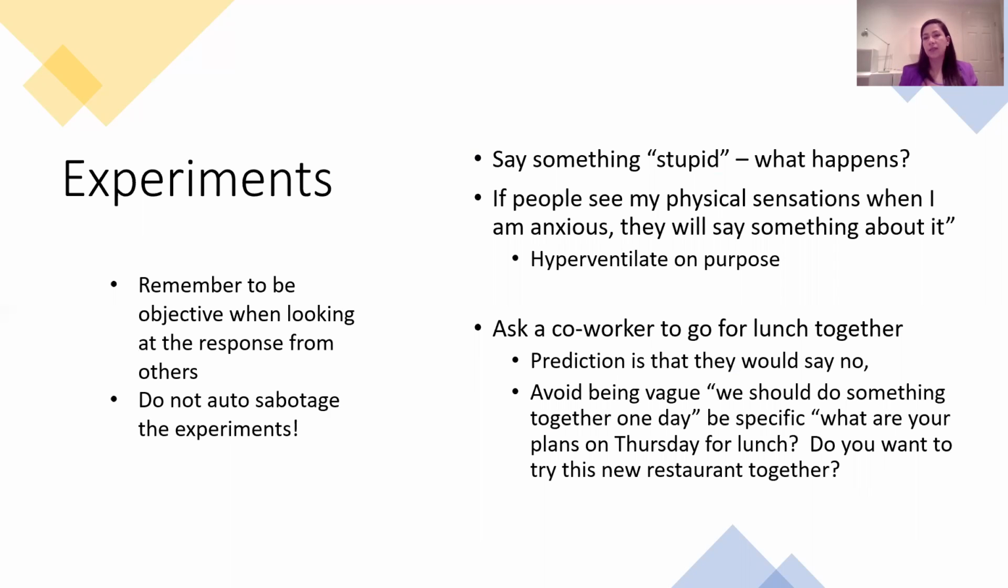Well, the prediction is that they will say no, right? But you want to avoid being vague, right? Like, oh, we should do something together one day. No, you really want to be specific. So for example, like, what are your plans on Thursday for lunch? Do you want to go and try this new restaurant together? So be specific in the experiment.